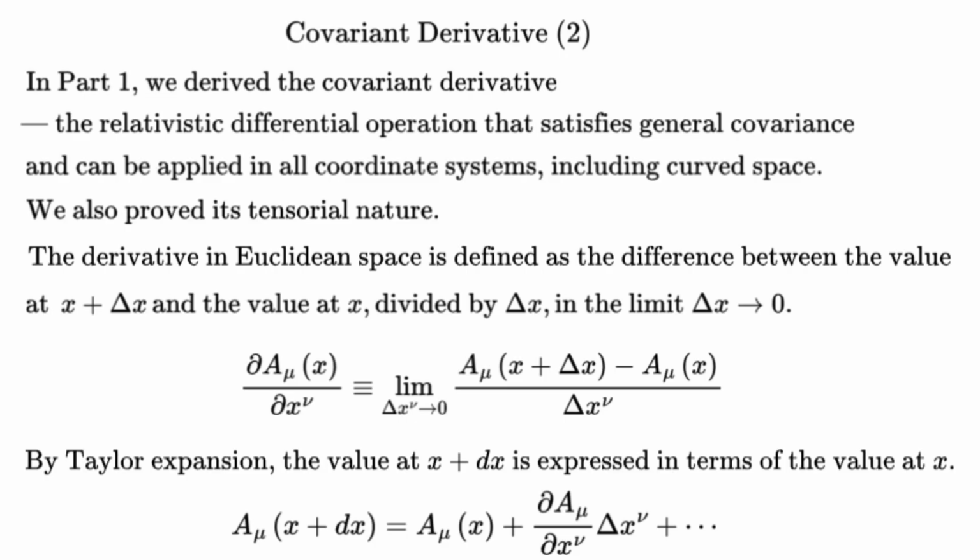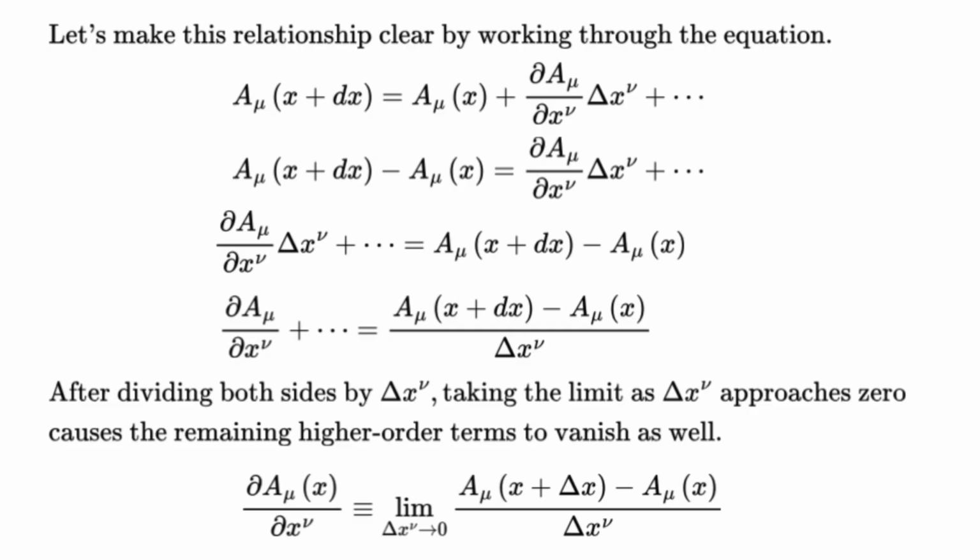By Taylor expansion, the value at x plus dx is expressed in terms of the value at x. Let's make this relationship clear by working through the equation. After dividing both sides by delta x nu, taking the limit as delta x nu approaches 0 causes the remaining higher-order terms to vanish as well.